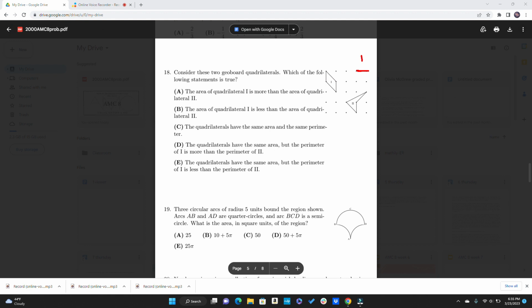Area-wise, we see our top quadrilateral, the one that looks like this. Well, it's taking up half of a square, plus another half of a square.